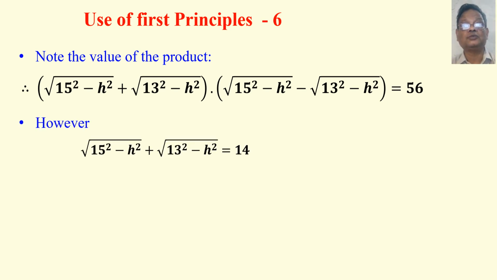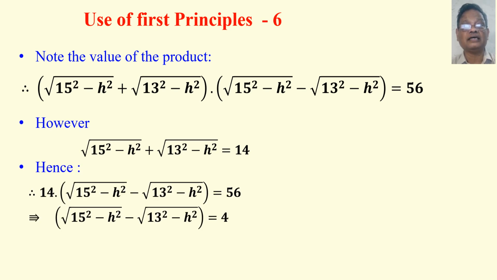However, square root of 15 squared minus h squared plus square root of 13 squared minus h squared is equal to 14. Hence, 14 times (square root of 15 squared minus h squared minus square root of 13 squared minus h squared) is equal to 56. Thus, consequently, square root of 15 squared minus h squared minus square root of 13 squared minus h squared is equal to 4.